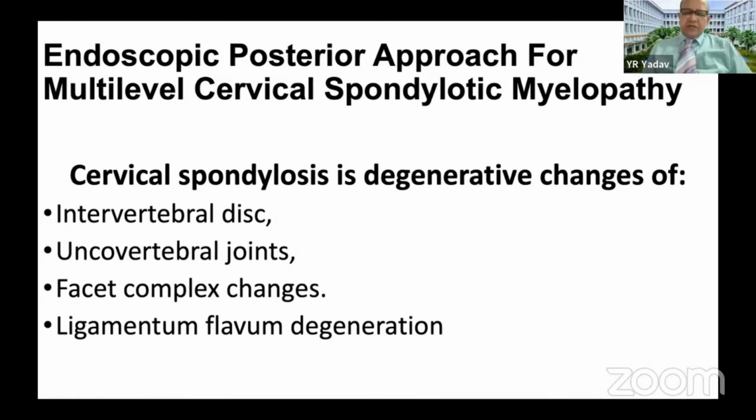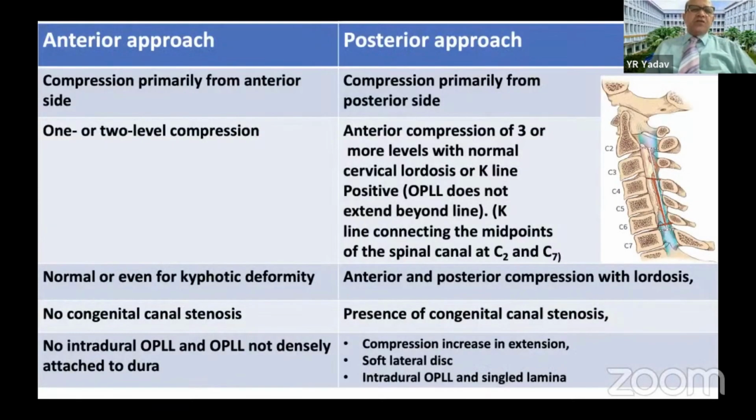Initially, the majority of them can obviously be managed conservatively, and the natural history of cervical spondylosis is unpredictable. Sometimes it progresses, then it remains stationary for quite a long period. But for the majority, if these degenerative changes are significant, they require some sort of surgical treatment. So when you talk about surgery, I'll also discuss the indications.